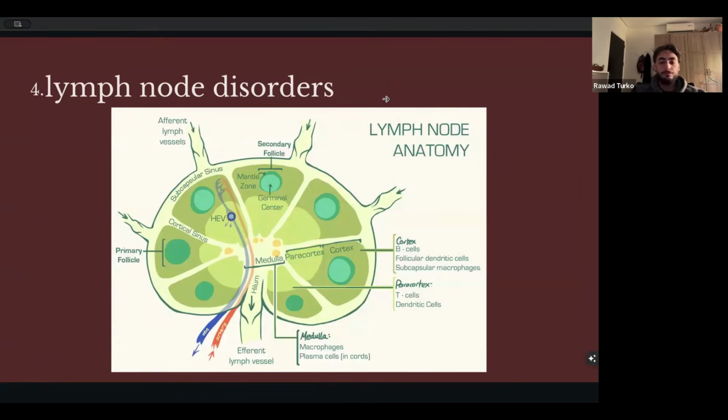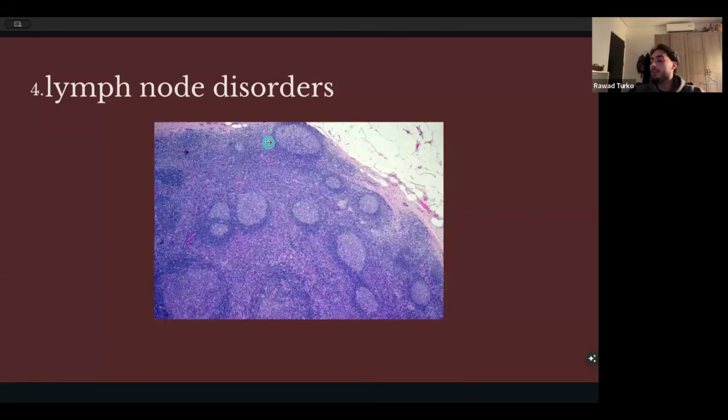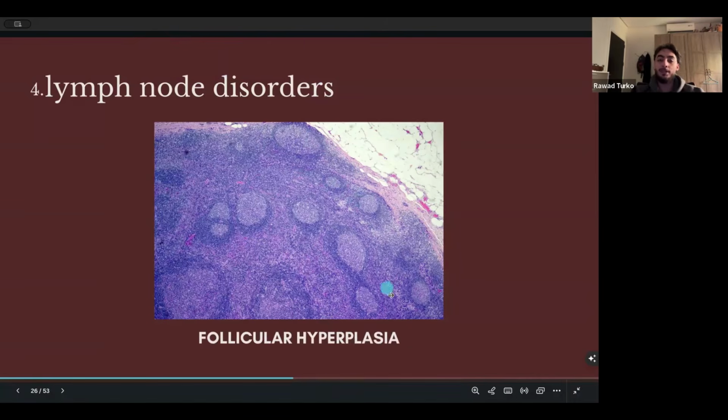Okay, so now you have a patient who recently had strep throat, and you take a biopsy of his cervical lymph node, and you see this. What is this? This is normal, by the way. Okay. So the answer here is follicular hyperplasia.